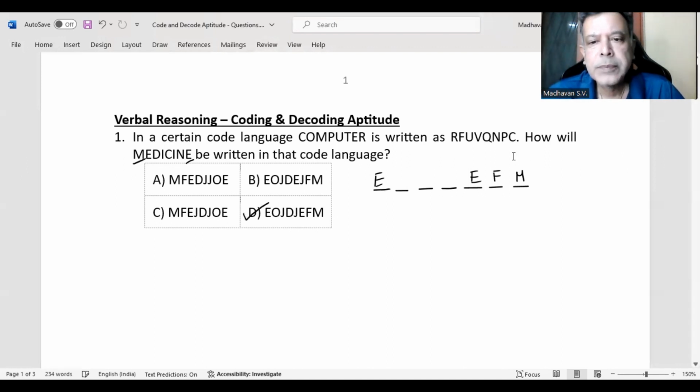Let us verify that. For M, we already saw the next letter is N. For P, it is Q. For U, it is V. For T, S, T, U. And for E, it is F. In the same way, we already wrote up to D. For I, it should be J. For C, it should be D.